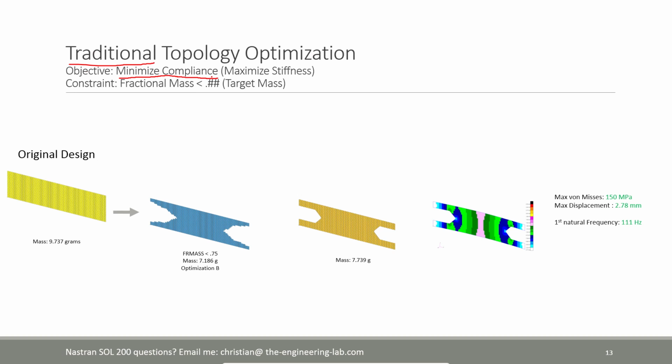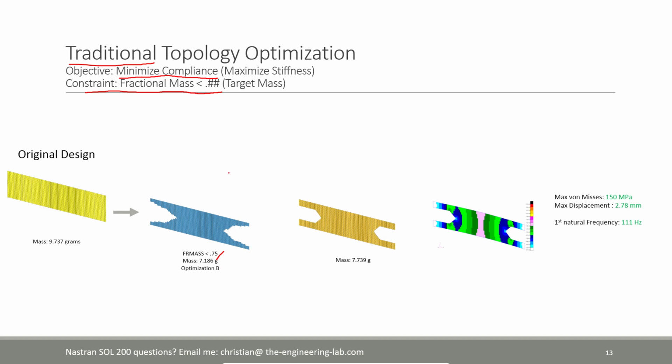Usually when you optimize, you want to optimize for weight. You want to minimize the weight. But with the traditional approach, it's kind of backwards. The objective is to minimize compliance, whereas the constraint is a fractional mass. So here we are saying that the final mass of the design should be some target. For example, if we set the mass target to 0.75, we're saying keep 75% of the material. If the design is above 75%, then the design is not valid.